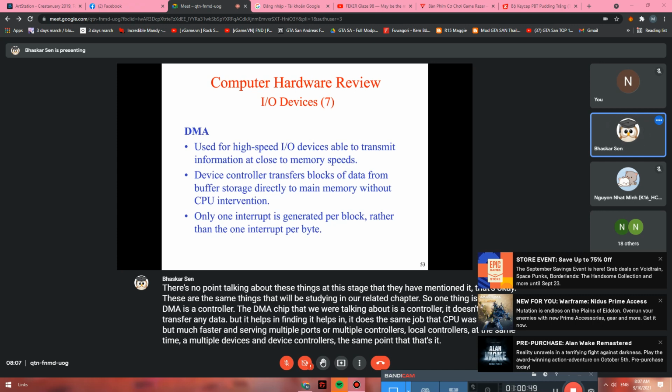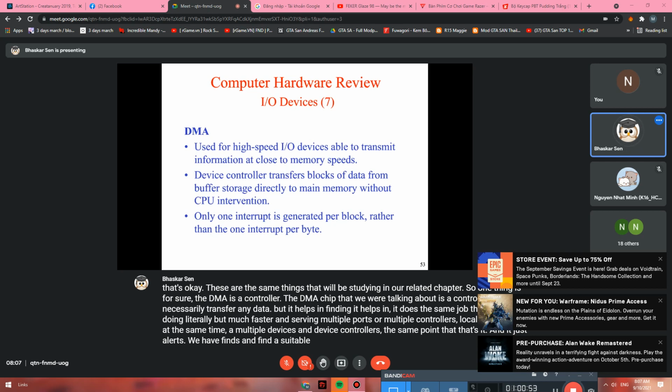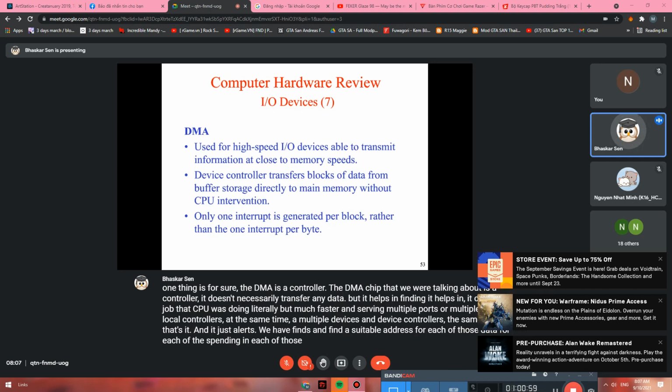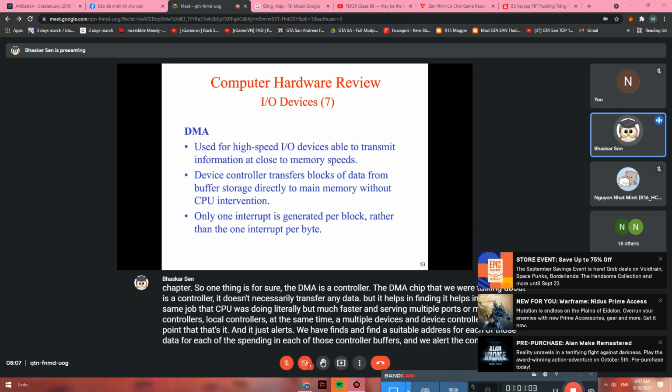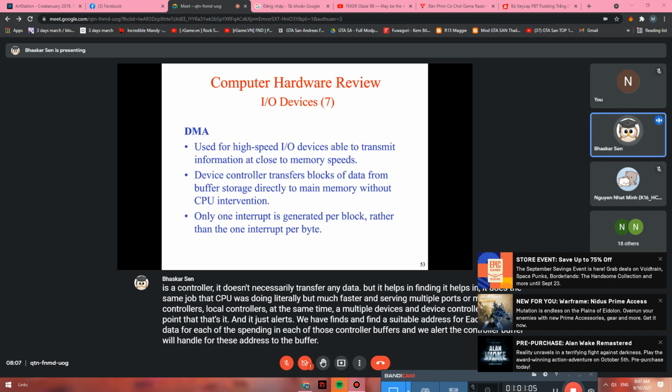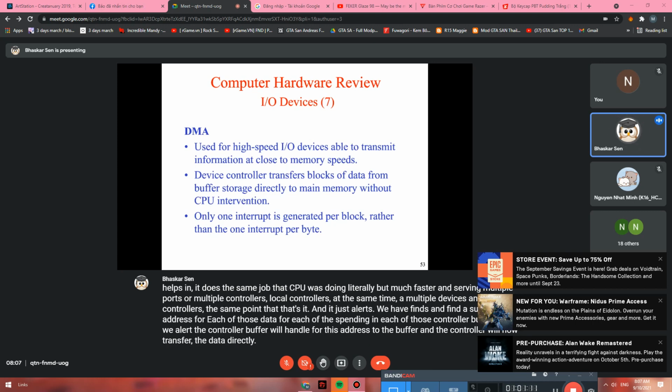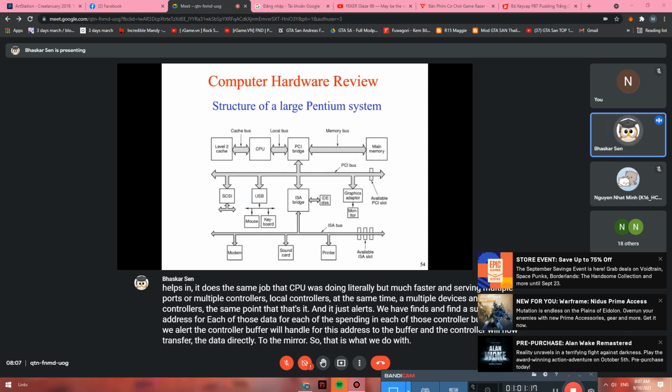It just alerts. We find a suitable address for each of those data, for each of the pending transfers in each of those controller buffers, and we hand over this address to the controller buffer, and the controller will now transfer the data directly to the memory. So that is what we do with DMA.